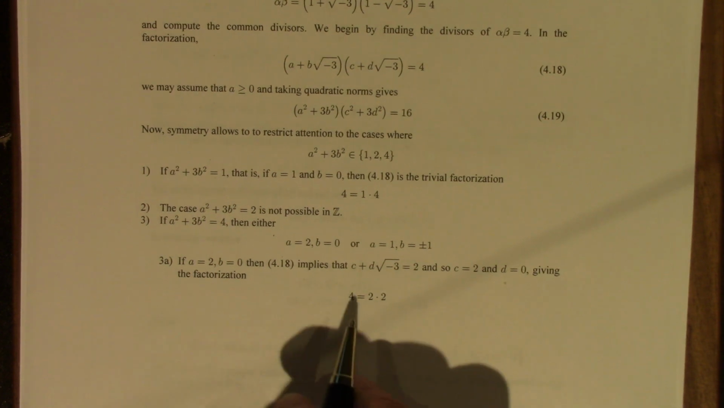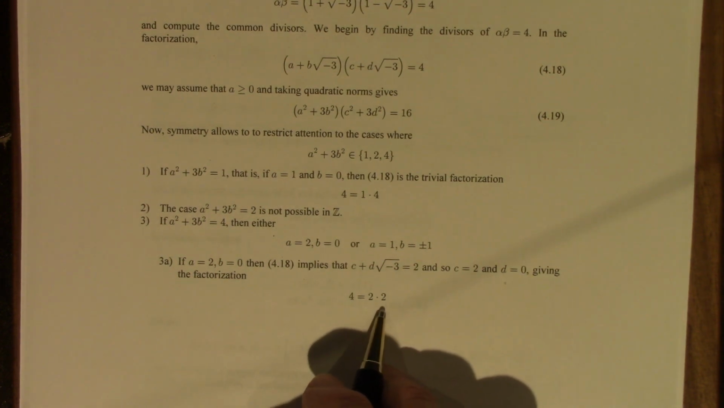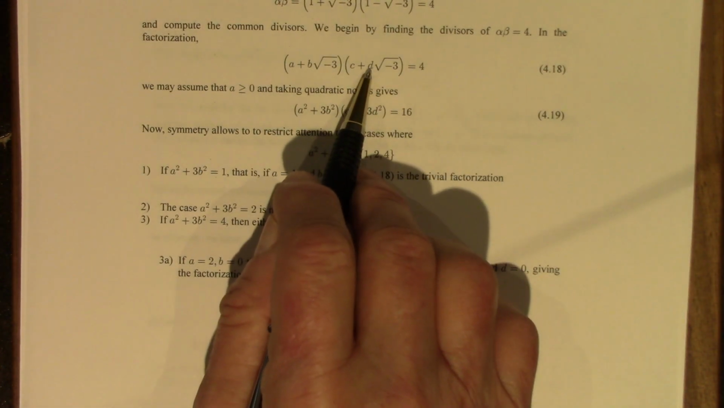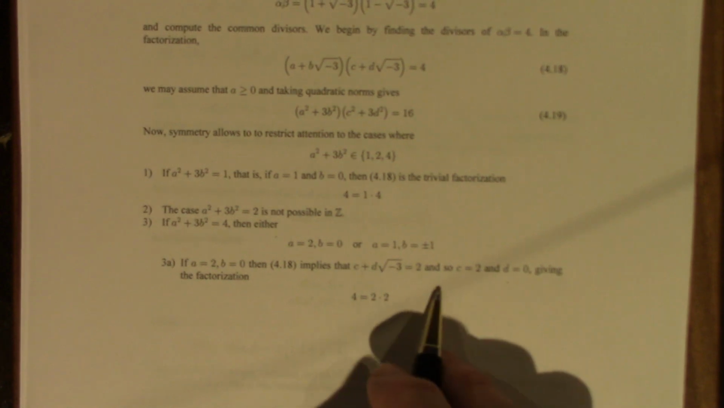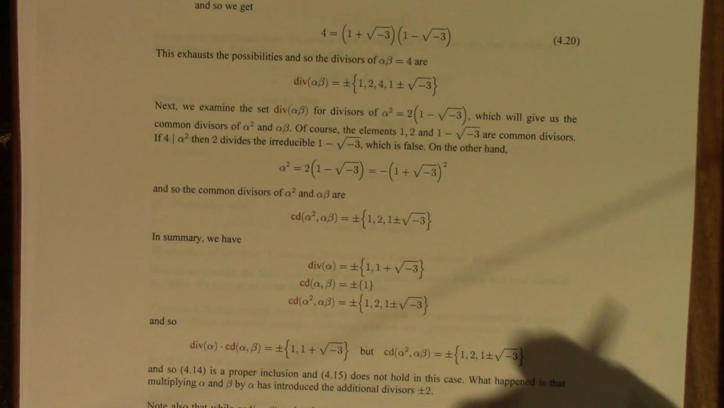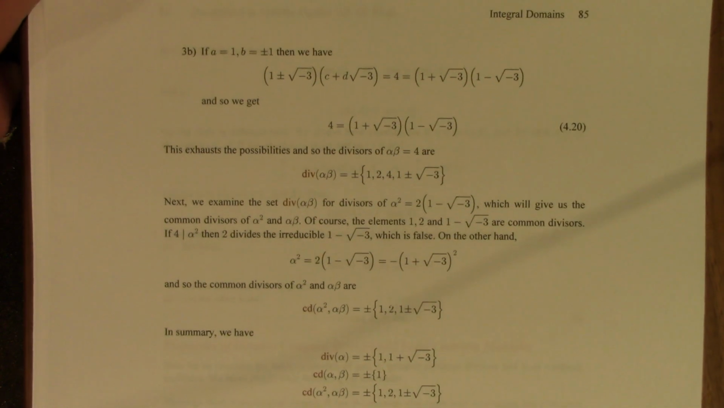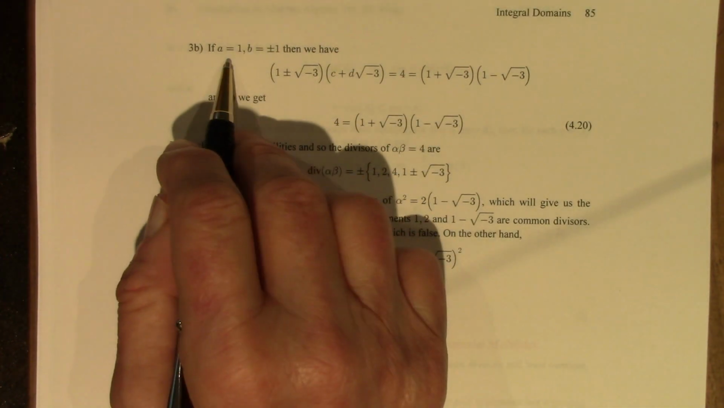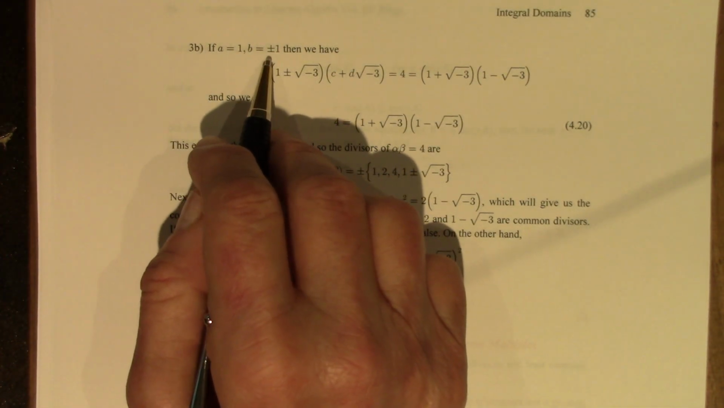So that gives the factorization 4 equals 2 times 2. I think I said d was 0 before. I didn't mean to say that. D is 0 because of this. The final possibility is a equals 1, b equals positive or negative 1.